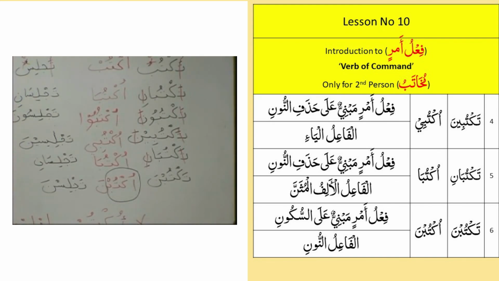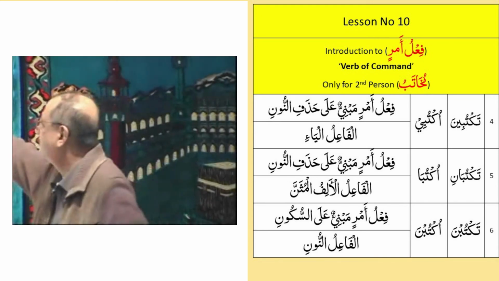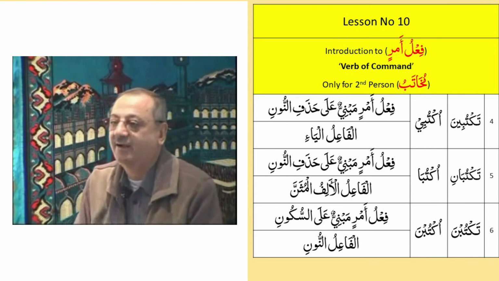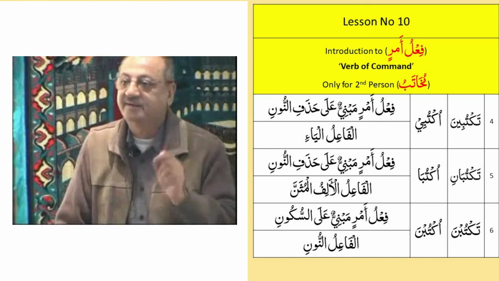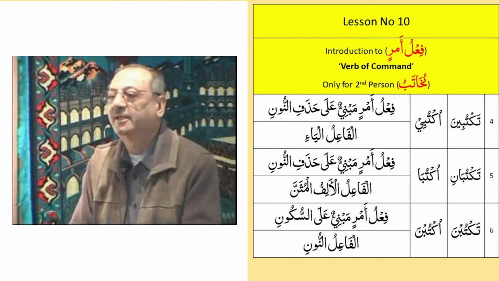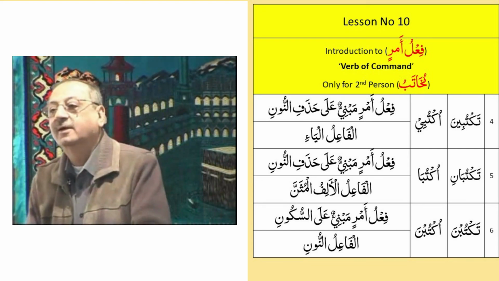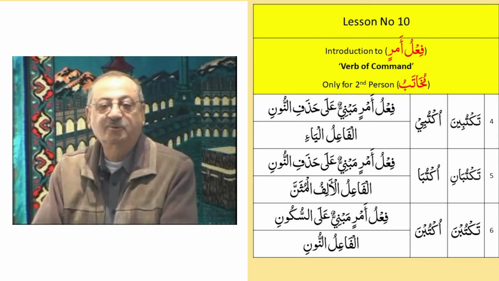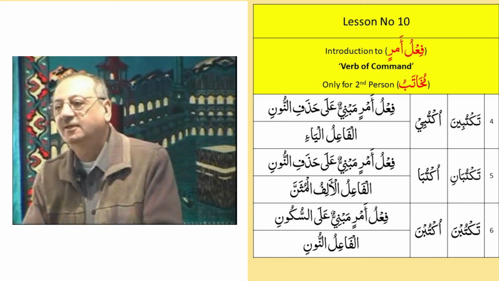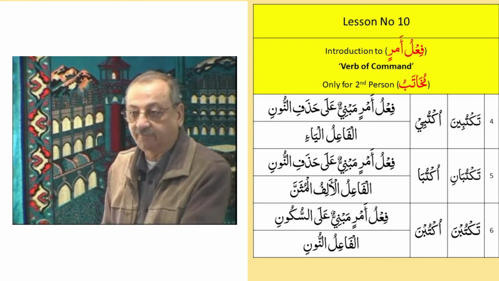Sister Maimuna, you had a question? You want to know why you are not dropping that noon? Because in all these forms, that noon was the sign of Rafa, the sign of it being marfu. Now you have to get used to Raf, Nasab and Jar. Raf'un means marfu, nasbun means mansub, and jarrun means majrur. Sister Maimuna, you got a very good question, because people do get confused here.